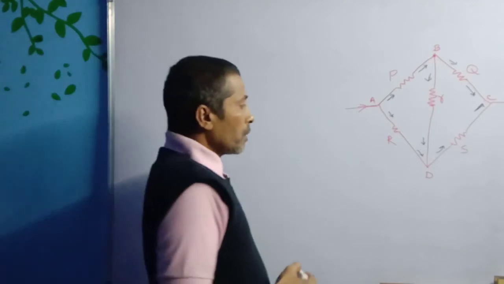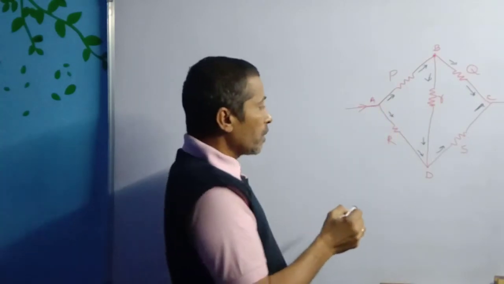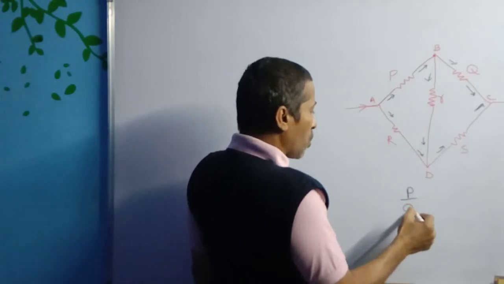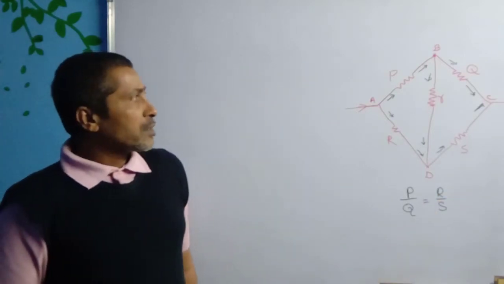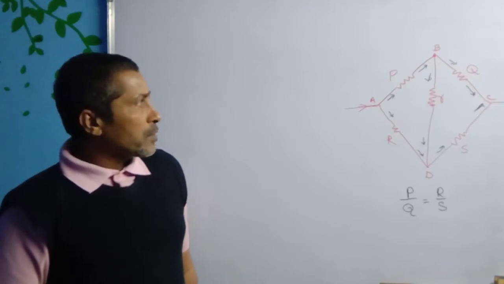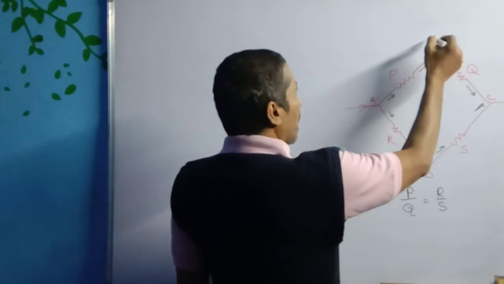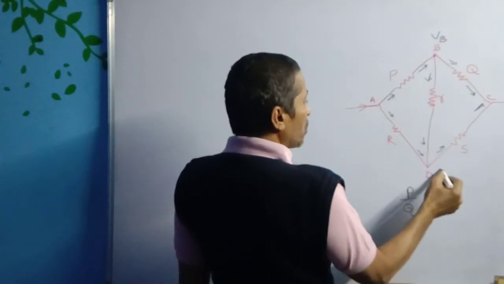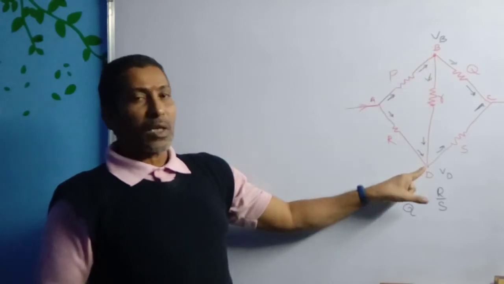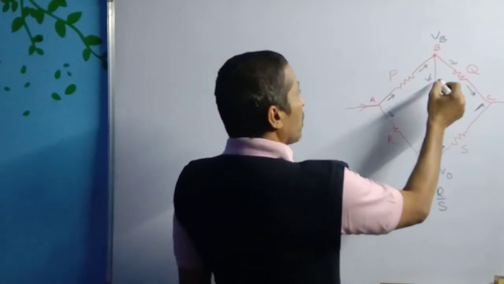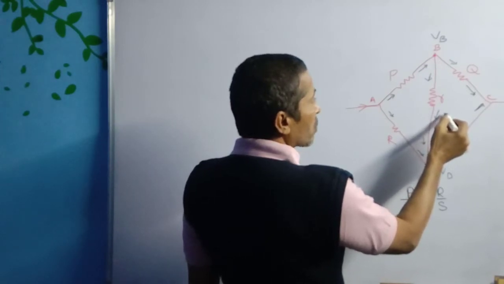In general, if the ratio of the adjacent resistances of the Wheatstone bridge circuit is equal, that is P by Q is equal to R by S, we say that the bridge is balanced. What do you mean by bridge balance? When the bridge is balanced, the potential at the junction B and the potential at the junction D are equal. Because the potentials at these two junctions are equal, there is no net current passing through the resistance small r. That is, the current through this resistance is 0.